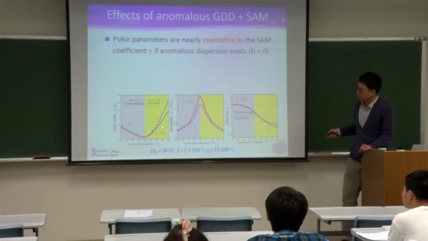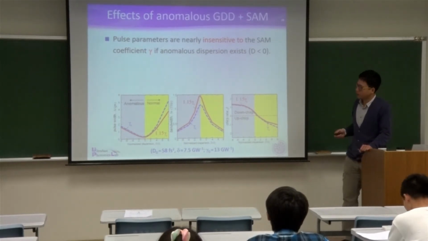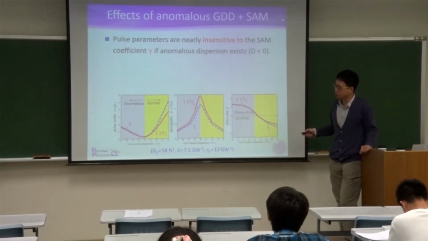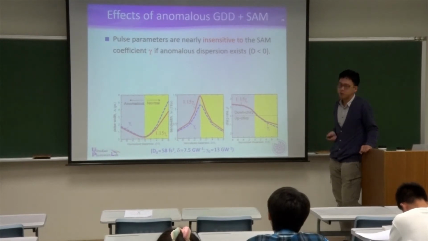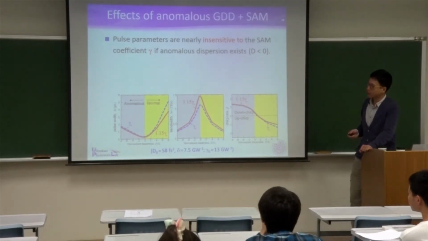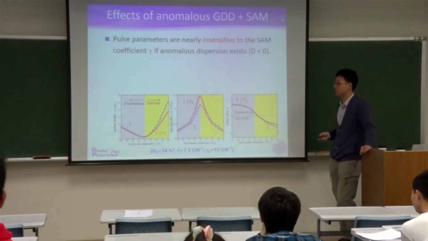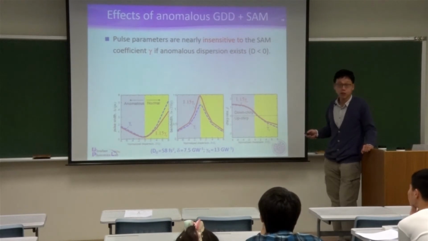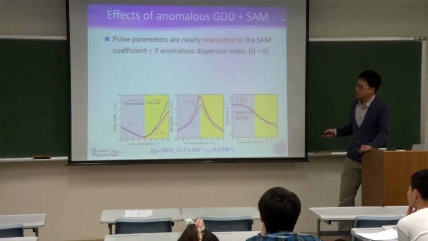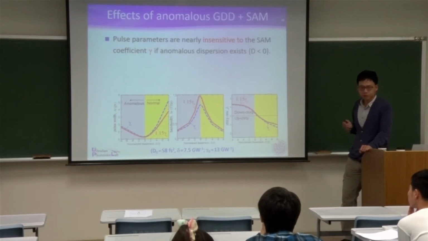The blue one means the behavior when the SAM coefficient is 1 unit, gamma 0. The red curve is the case when the SAM coefficient is increased by 15%, 1.15 gamma 0. So you see very different behaviors between the left half and the right half.